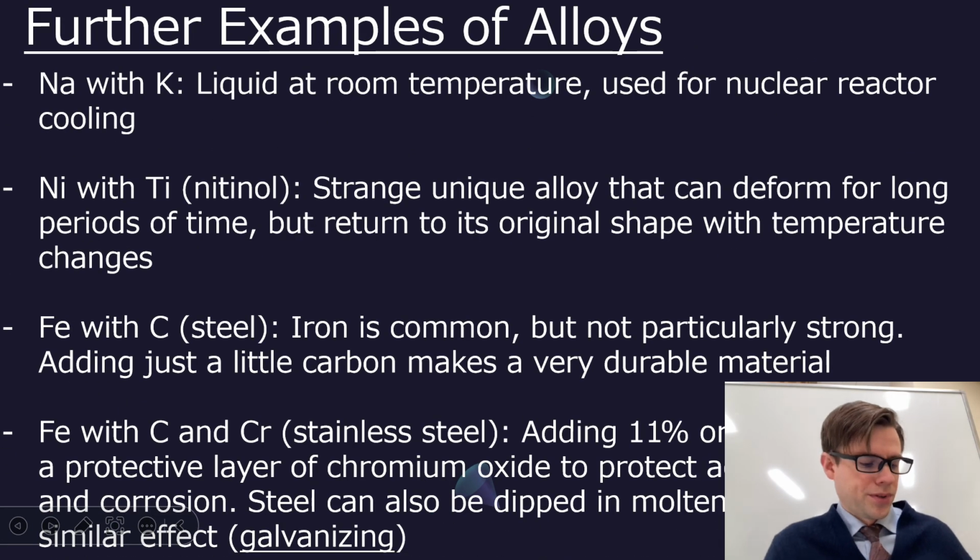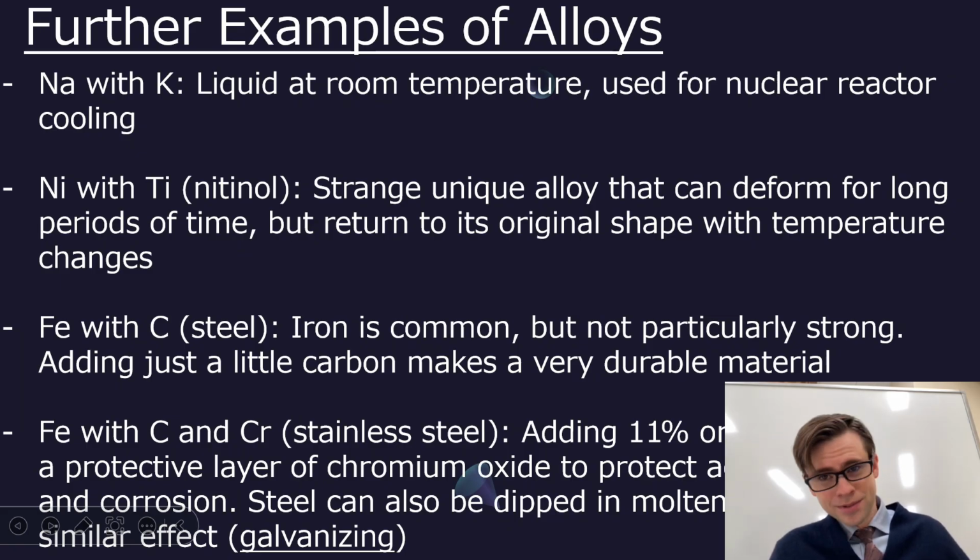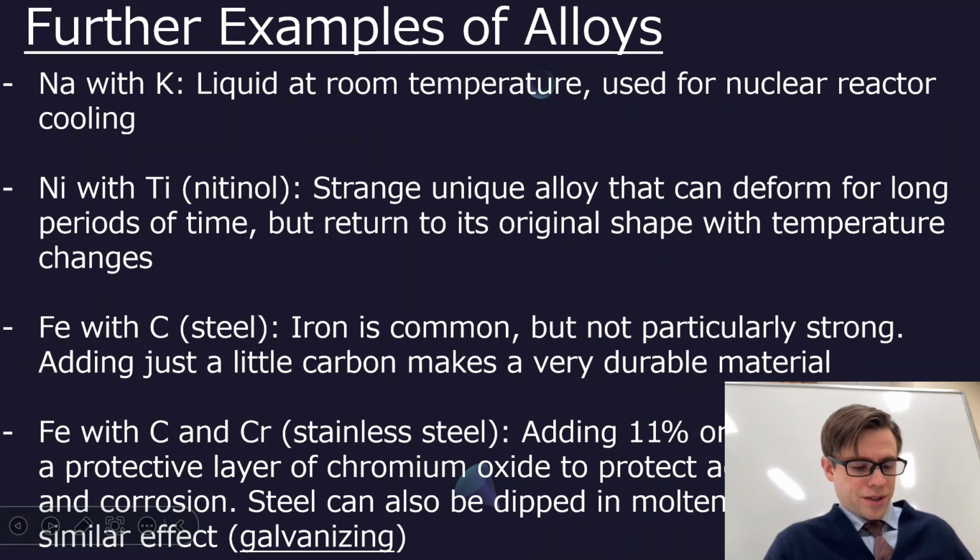Okay, other examples. We can have some alkali metal alloys, Na with K. I think it's just called NaK sometimes. Liquid at room temperature, used for nuclear reactor cooling. I guess it has some very good thermal properties, thermal conductivity, and perhaps capacity, I'm not sure. But as a liquid, flowing easily, it can transfer heat very well, I think.